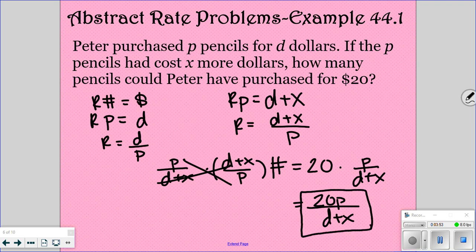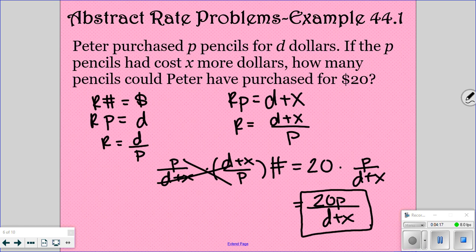So on this one, we started by finding one rate, and then we didn't end up using it really. We ended up having to find a new rate. Sometimes we're going to add the X here, instead of adding it over to the total D. And that would be if it said X more dollars per item. So you have to pay attention to whether they tell you a change in the price per item or the change in the total price.